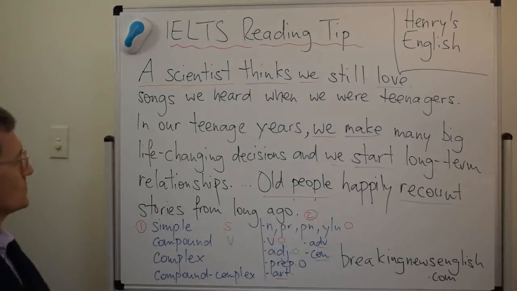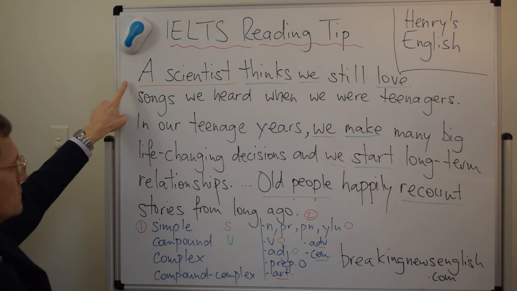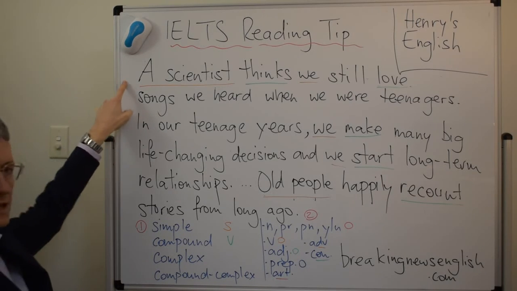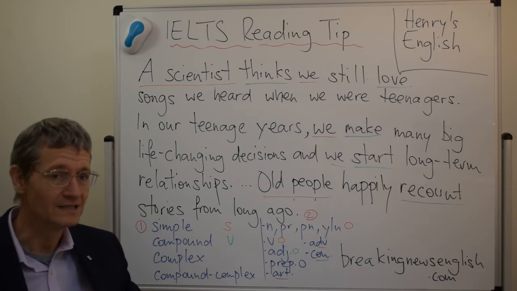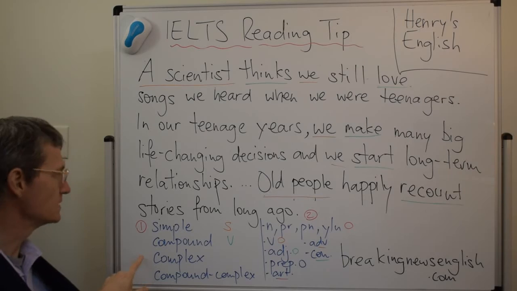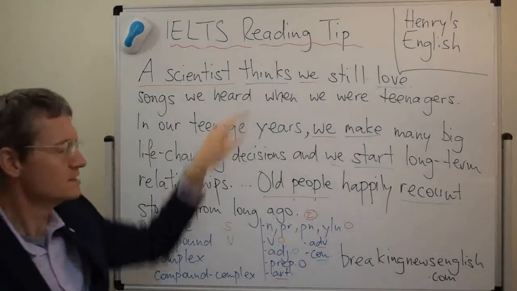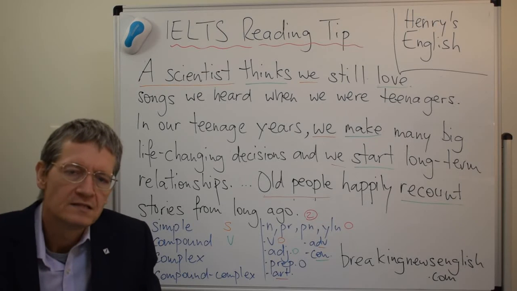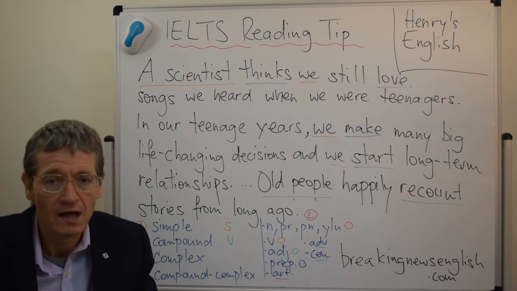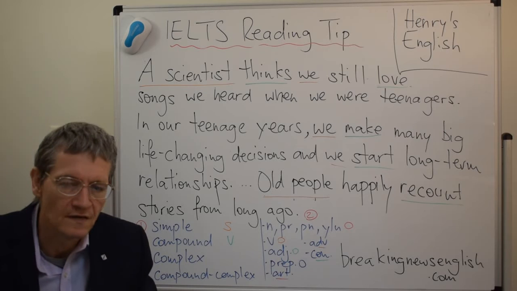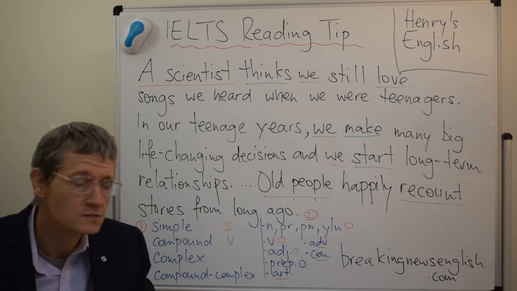So going back to the first sentence, we've actually got here a dependent clause and an independent clause. So this is actually a complex sentence. Now, you might think, wait, we've got here a scientist thinks. That's not really independent. Actually, it is. I think, you think, a scientist thinks. It's not very informative, but it's still an independent clause.